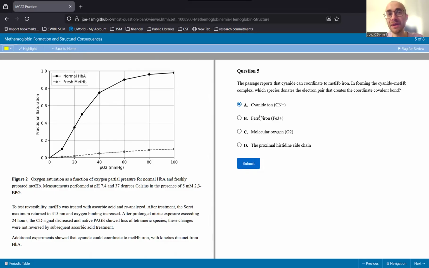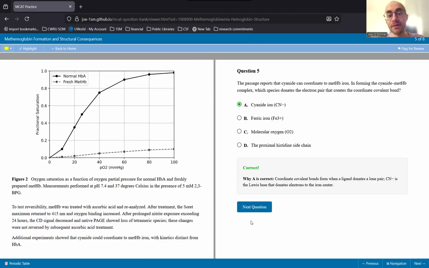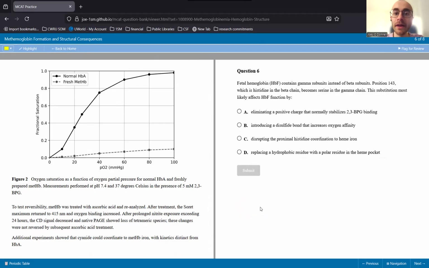The ferric ion is 3 plus. It's already highly electron deprived. Where is it going to donate electrons from? Molecular oxygen? We're not told anything about cyanide working through molecular oxygen as an intermediate. And the proximal histidine side chain, histidine's positively charged. Again, positively charged things tend not to donate electrons because they're electron deprived. They're positive. Send that forward. All right, question 6.